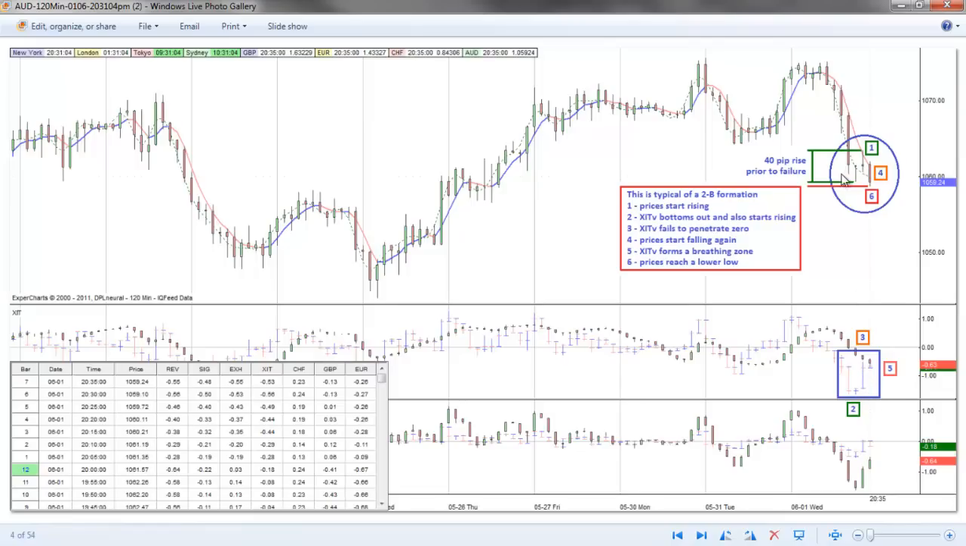And you can see that if you had taken that long position, you would have ended up losing out, because there's the number 4 to 6, the prices start falling, XITV forms a breathing zone and starts to fall again, and the prices reach a new low, which would have wiped out potentially any of your stops in place. So that's just an example of one way of how you can use XIT and XITV and SIG to identify 2B formations to help you identify safer trades.